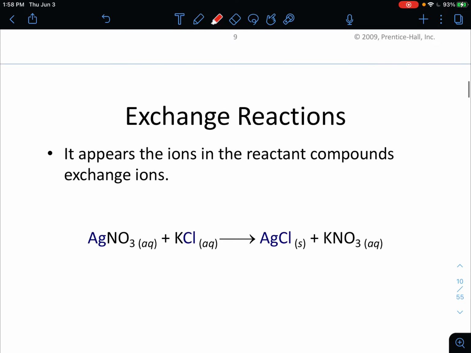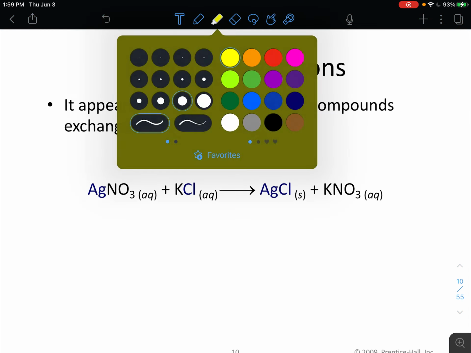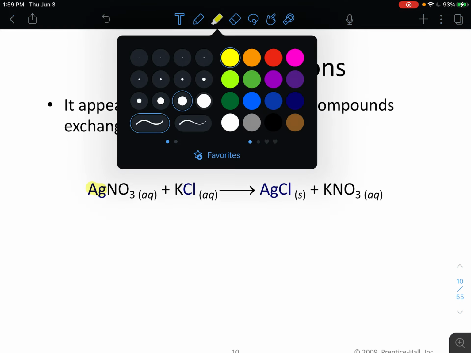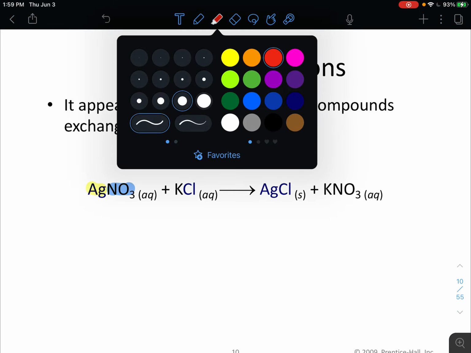Let's see if I can keep my color scheme the same. Probably I'm going to forget. What did I do? I think yellow, blue, purple, red. I think so.